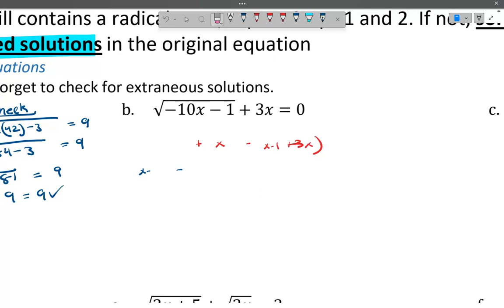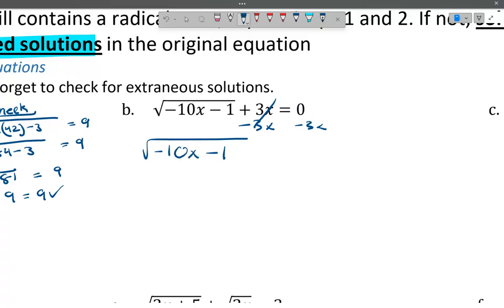So let me erase all of this, and let's go ahead and start the right way. We'll subtract 3x from both sides. So we have negative 10x minus 1 under the radical equals negative 3x. Now we can go ahead and square both sides of the equation. So we're left with negative 10x minus 1 equals 9x squared.